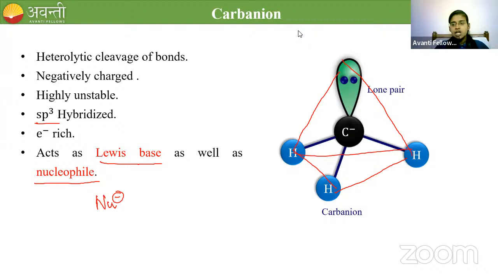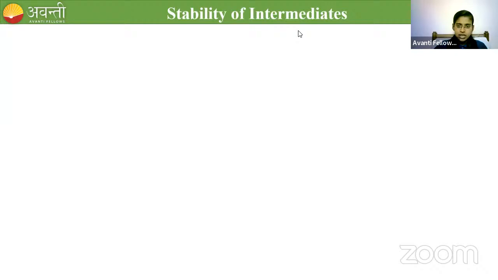All right. So now we have completed the informations related to all the three intermediates, which are free radical, carbocation, and carbanion. So now we are going to study the stability of these intermediates. So first, let me take the free radical.